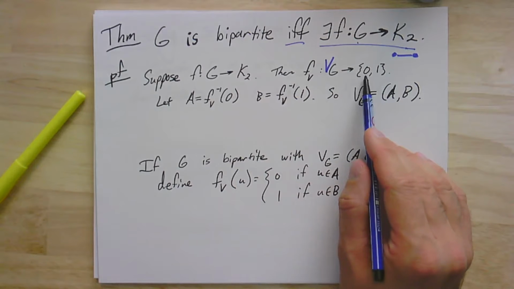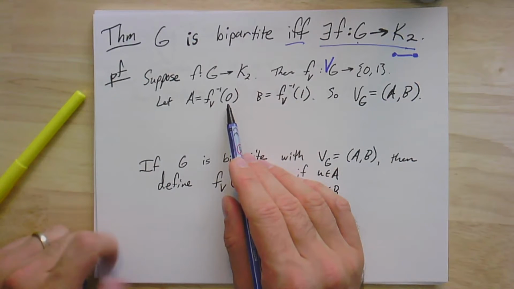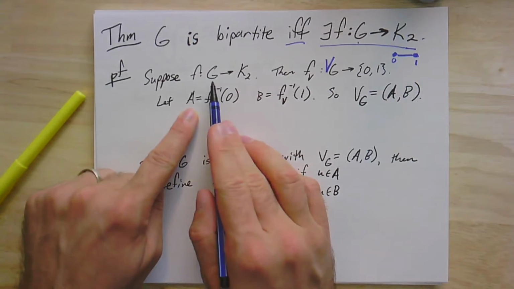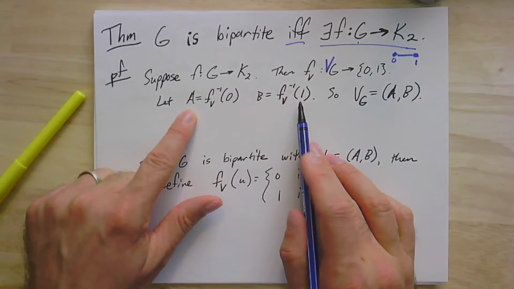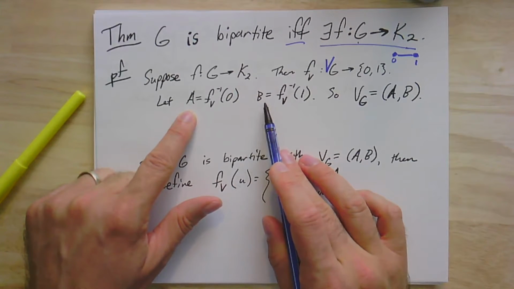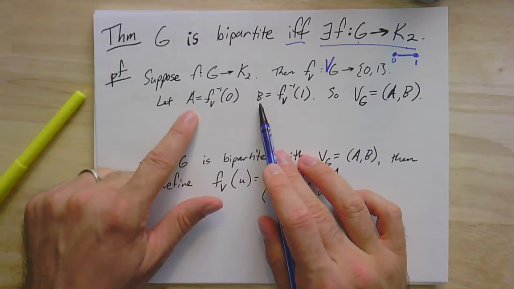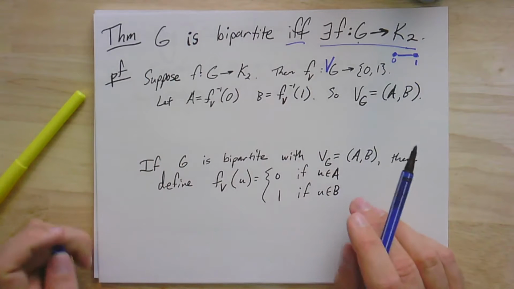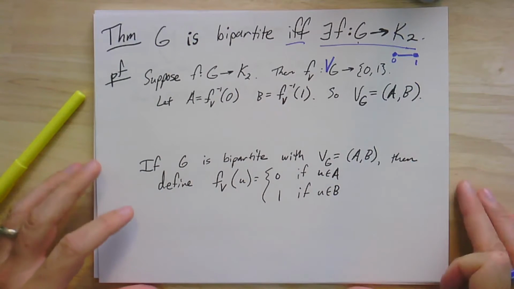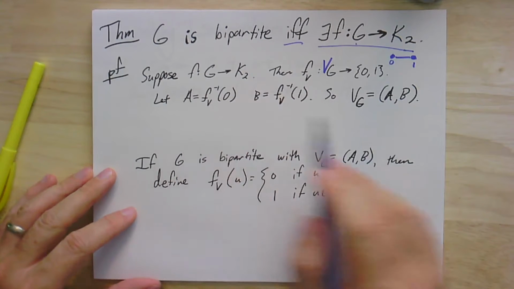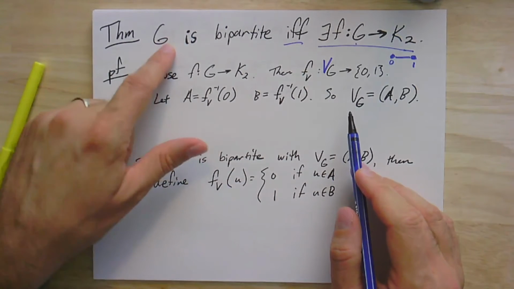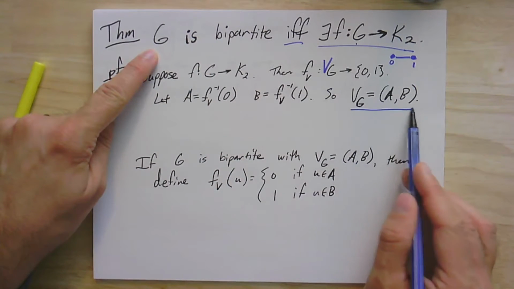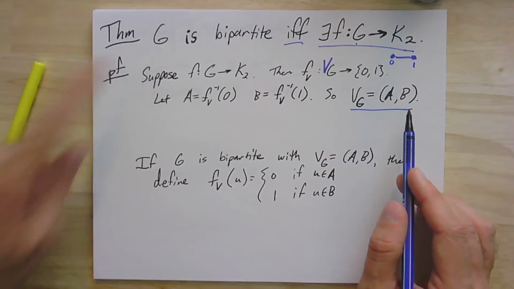And so if I look at the preimage of 0, as all the vertices that map to 0, that's some subset of G. We'll call that A. And then the rest of them must map to 1. So the preimage of 1, we'll call that B. All right, so this vertex set now of G has been partitioned into A and B, right? The preimage of 0 and the preimage of 1. We want to check that every edge goes from A to B, because if we want to prove that G is bipartite, what we'll do is we'll just show what is the partition of the vertex set and show that every edge really does go across.